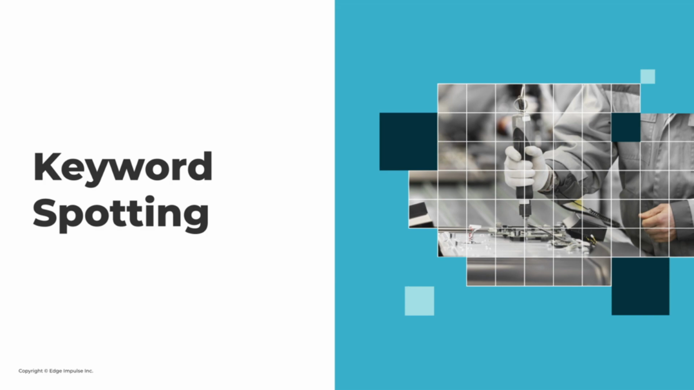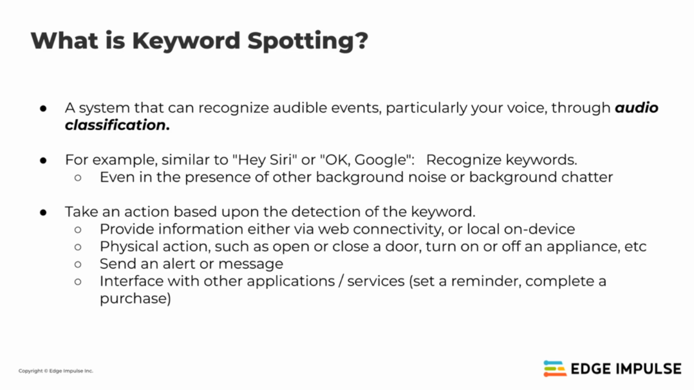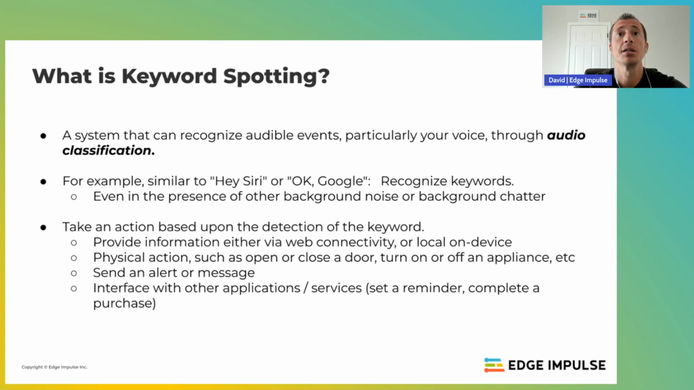Next, let's take a look at what is keyword spotting. Keyword spotting is a system that can recognize audible events, usually a voice, through audio classification. For example, you might be familiar with Hey Siri or OK Google. It's the ability to recognize those keywords. And that includes even in the presence of background noise, chatter, a television, a car driving by, whatever the case may be. And an action is taken upon the detection of the keyword.